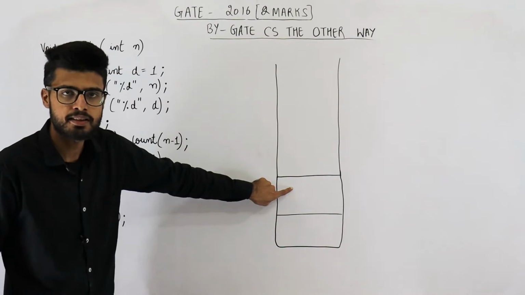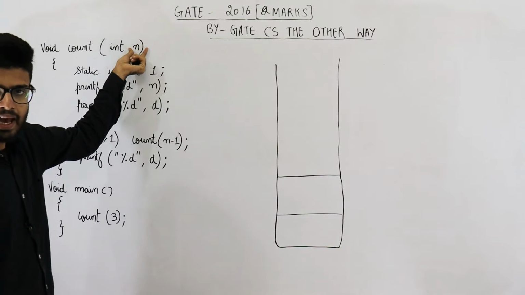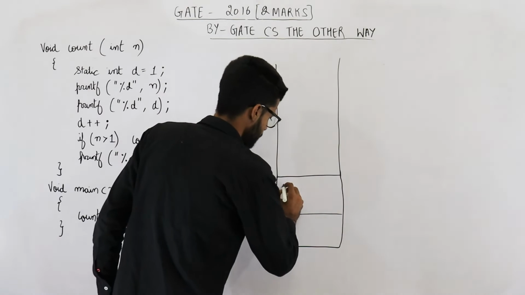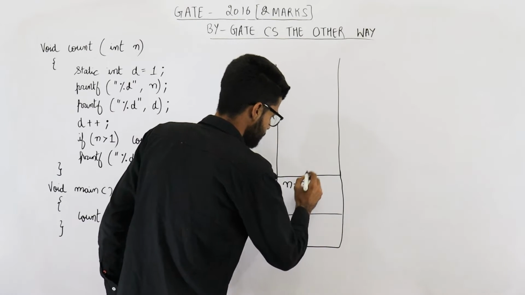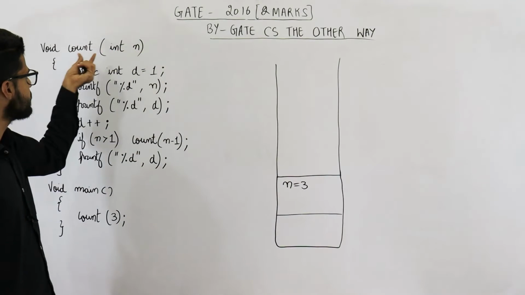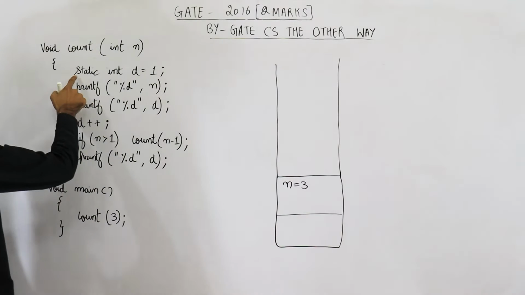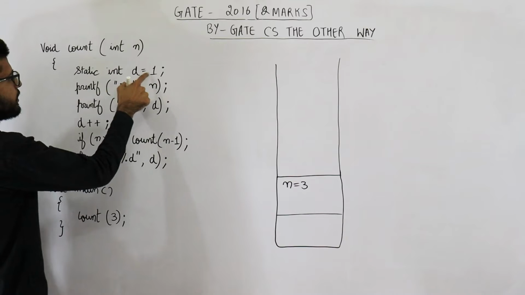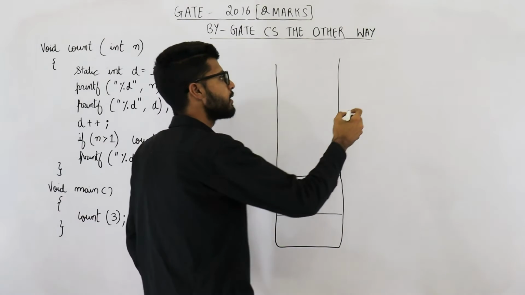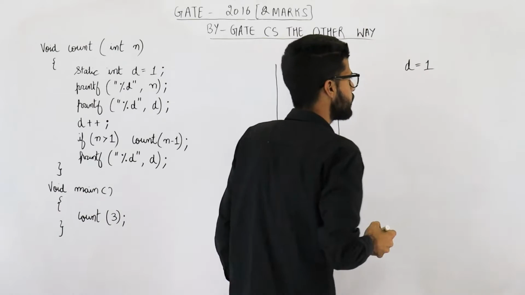So inside this, there will be some parameter to catch the value. Okay. That means n will catch the value 3. So n is equal to 3 is declared inside activation record because n is local to count. Okay. Now first line in this function count says static int d is equal to 1. That means declare a variable that is named d and initialize it with the value 1.